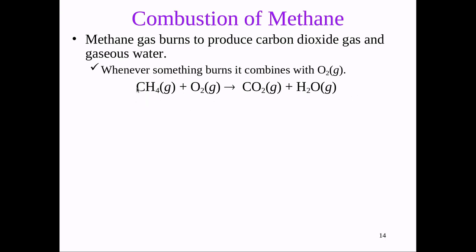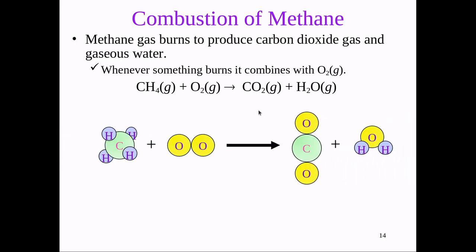So we have methane plus oxygen yields, that's what this arrow means, or produces, carbon dioxide and water. If we were to draw out a little cartoon, this is what this is representing right now. So we have a carbon and 4 hydrogens represented by the CH4, plus 2 oxygens represented by the O2, is going to yield a carbon and 2 oxygens attached to it, plus an oxygen with 2 hydrogens attached to it.